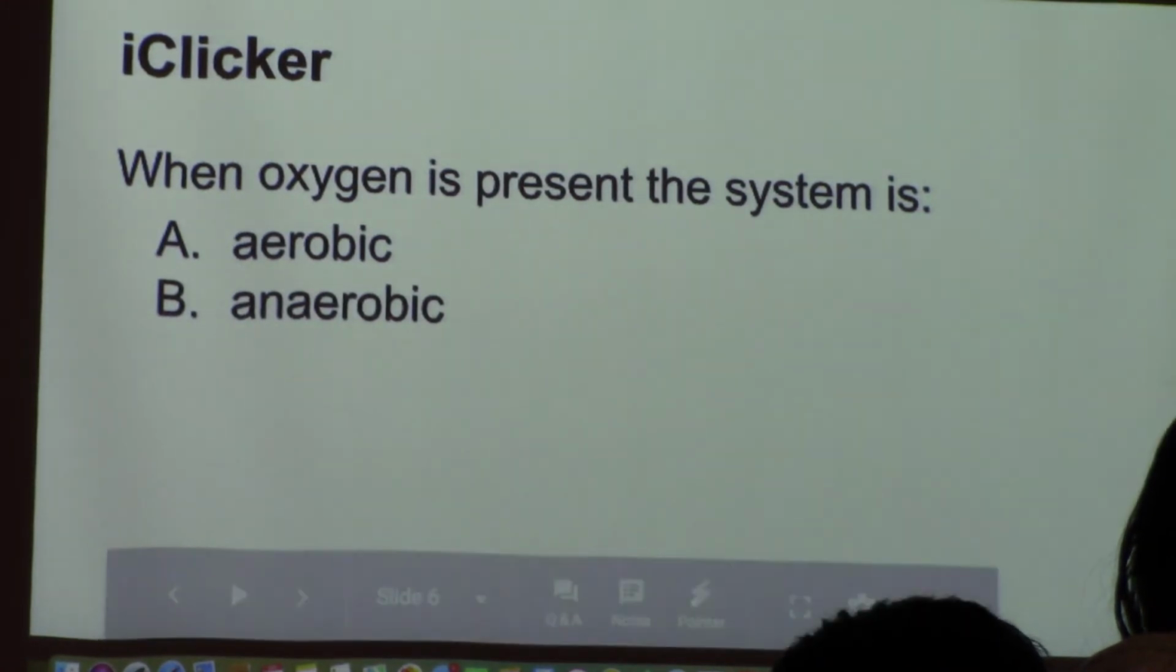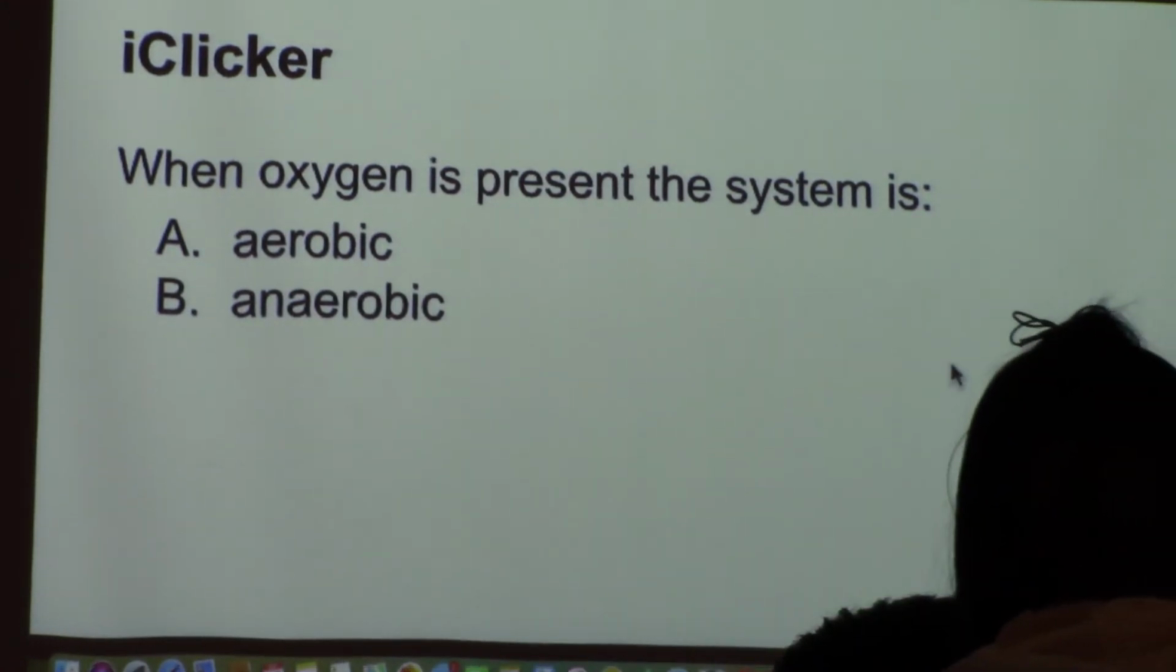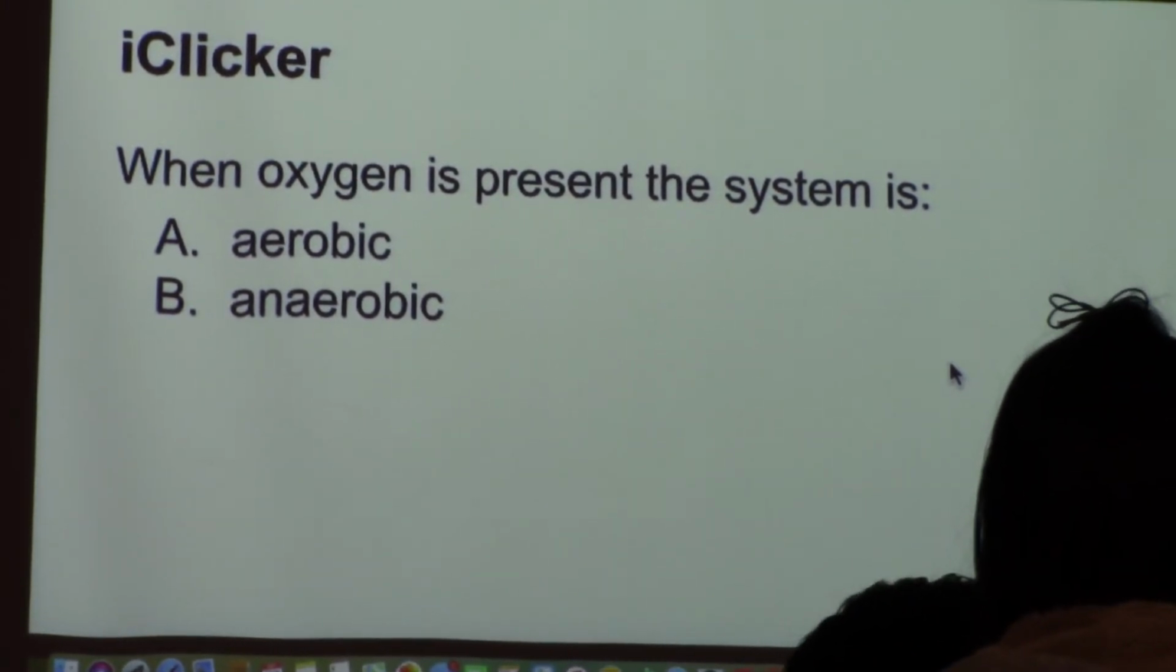Here's one more clicker question. Just to make sure terminology is good. When oxygen is present, the system is aerobic or anaerobic?